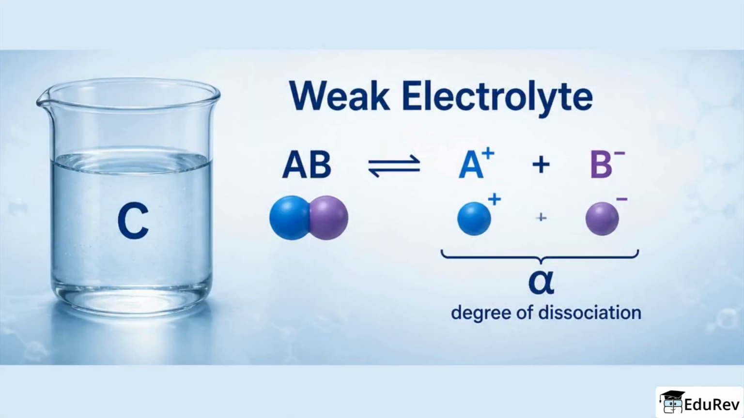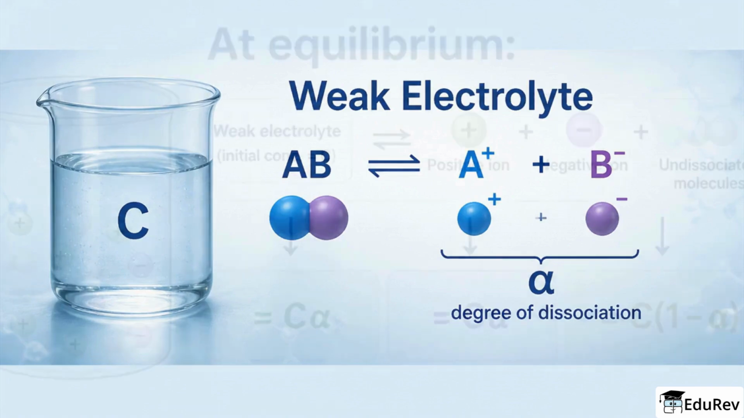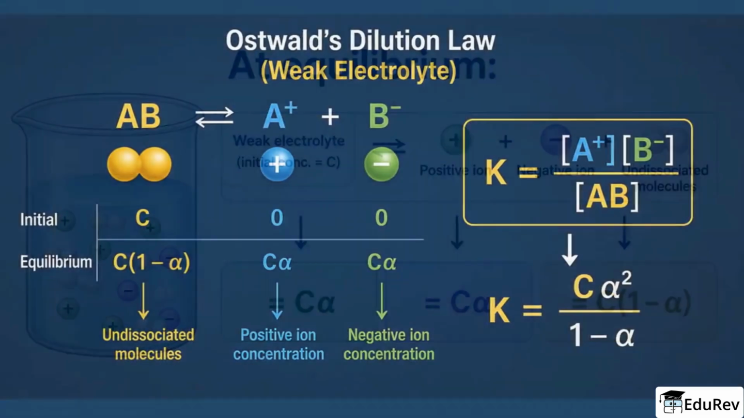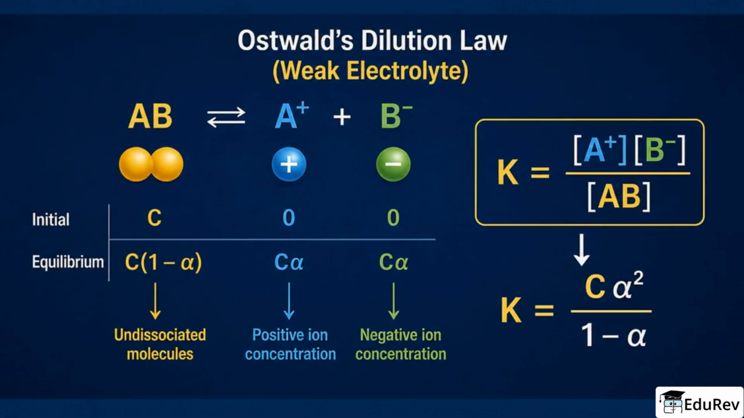Consider a weak electrolyte with initial concentration C and let alpha represent the fraction that dissociates, called degree of dissociation. At equilibrium, the positive ion concentration equals C times alpha, and the negative ion concentration equals C times alpha, while undissociated molecules equal C times the quantity 1 minus alpha. The dissociation constant K equals the product of the ion concentrations divided by the undissociated concentration. So K equals C times alpha squared divided by the quantity 1 minus alpha.